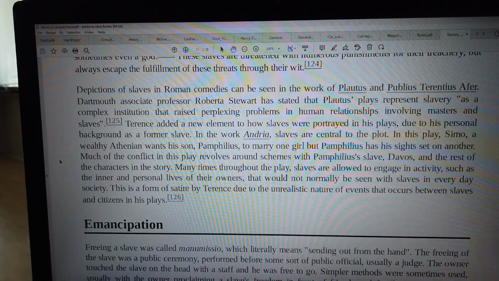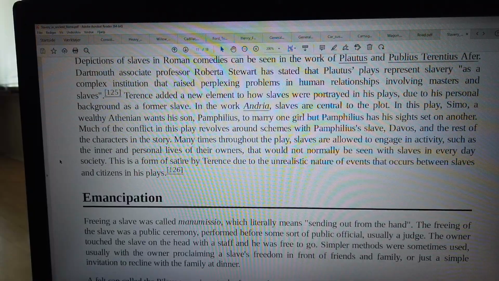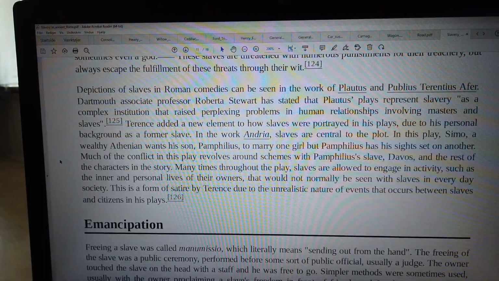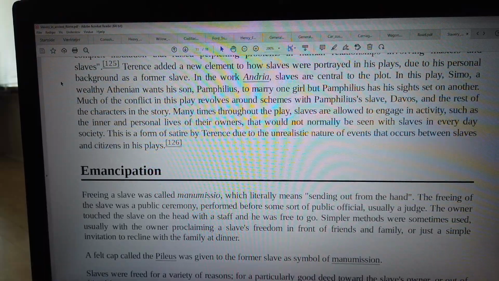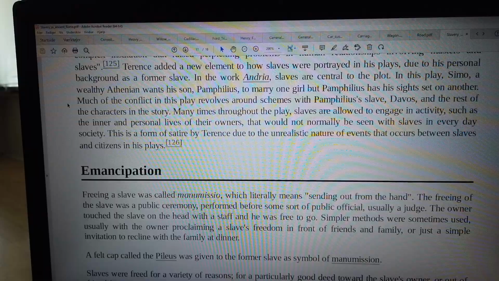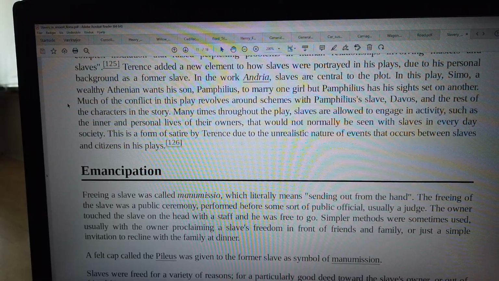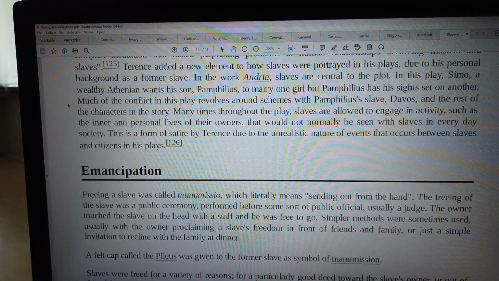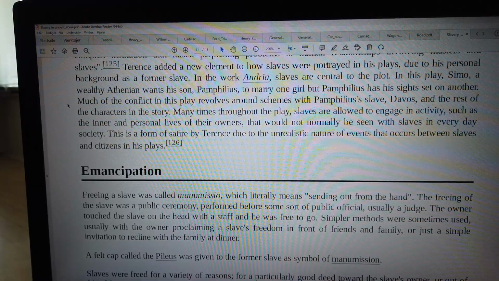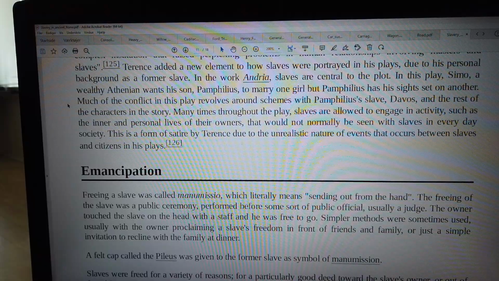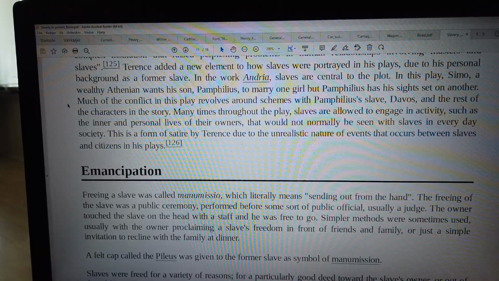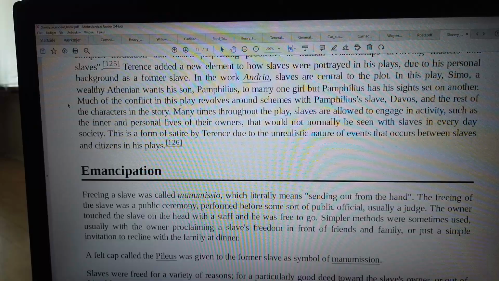Terence added a new element to how slaves were portrayed in his plays, due to his personal background as a former slave. In the work Andria, slaves are central to the plot. In this play, Simo, or Simo the Athenian, wants his son, Pamphilus, to marry one girl, but Pamphilus has his sights set on another. Much of the conflict in this play revolves around schemes with Pamphilus's slave, Davus, and the rest of the characters in the story.